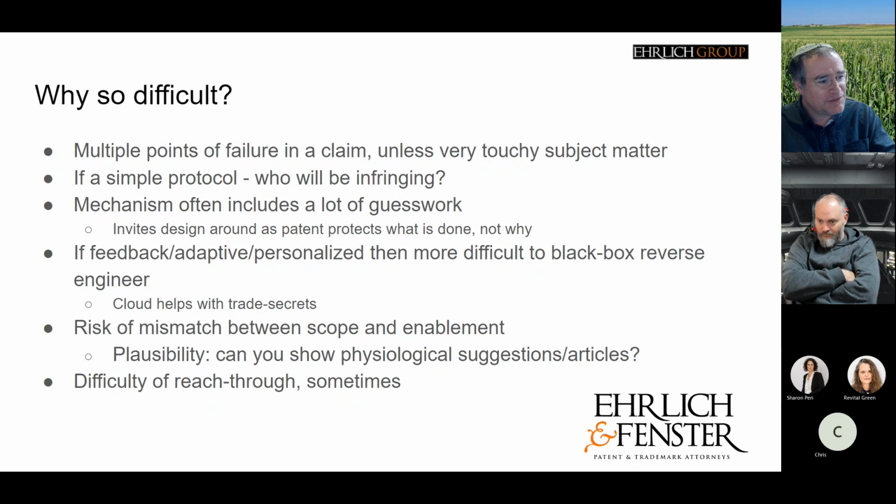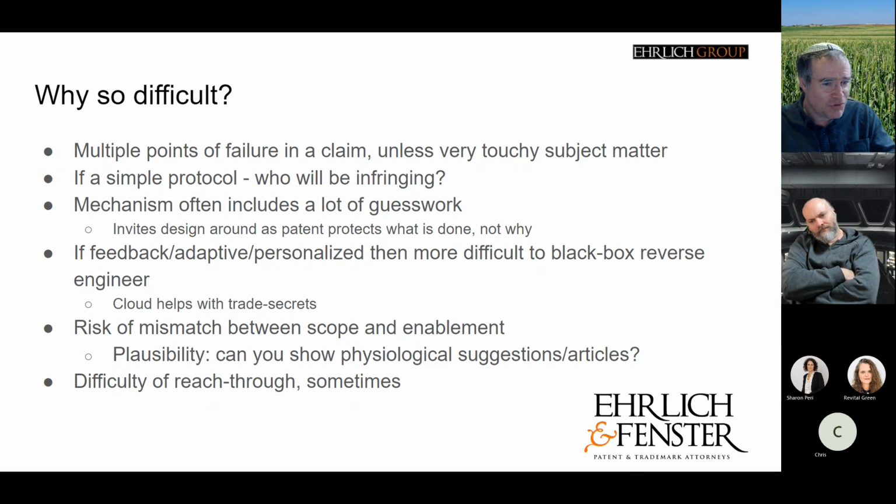In other words, if I have a pacemaker in my body, whose logic depends on feedback and is adaptive to, let's say, if I'm running or walking or standing, and is personalized to my particular needs, then just by measuring what's happening in my pacemaker doesn't teach you how to do the protocol. And all of these things also mean that if you do processing of part of the protocol in the cloud, you can perhaps protect that using trade secrets.